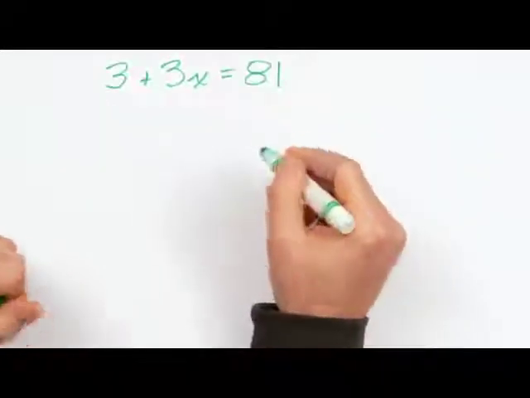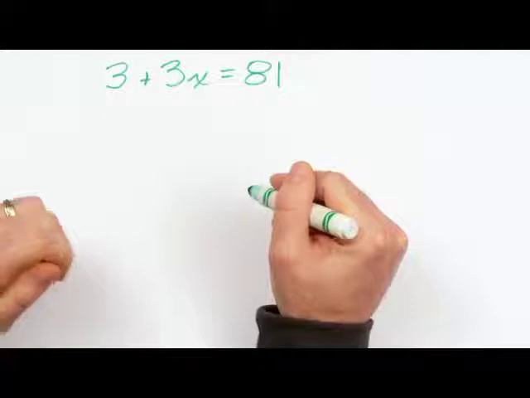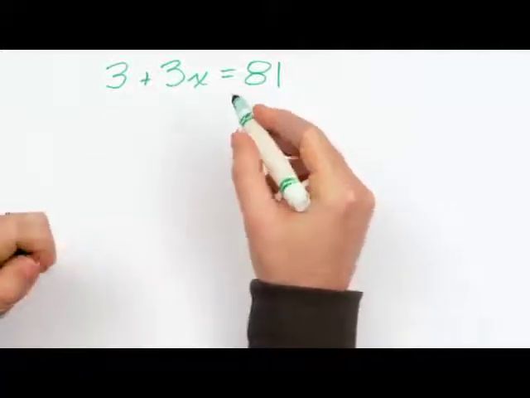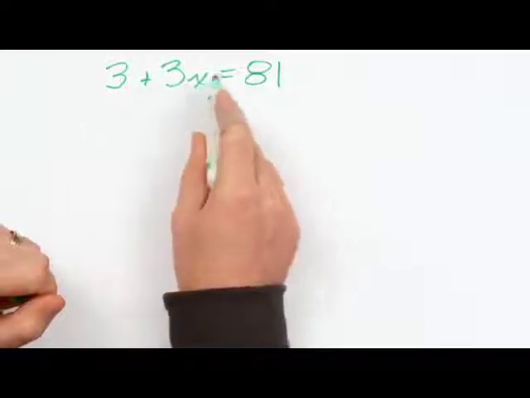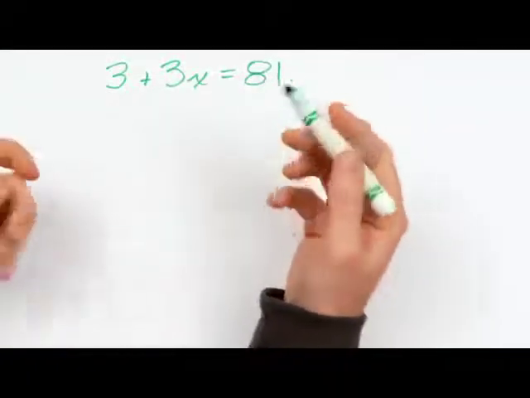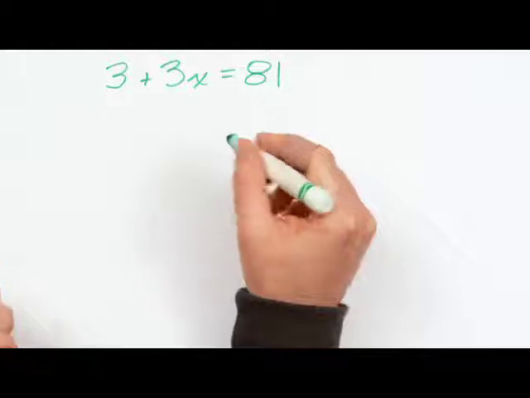Sometimes we look at equations and we can't figure out what the solution is by inspection. In that case, we need to do something else. Well, let's try and solve this one: 3 plus 3 times x equals 81. I just can't see what x is. So I need to think.